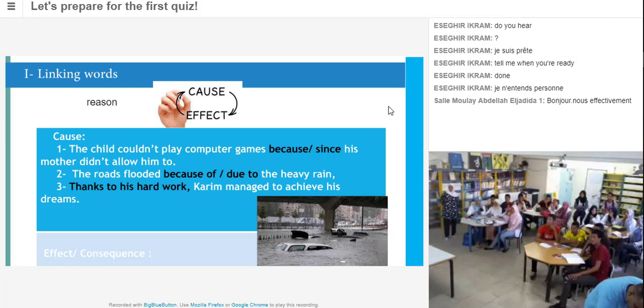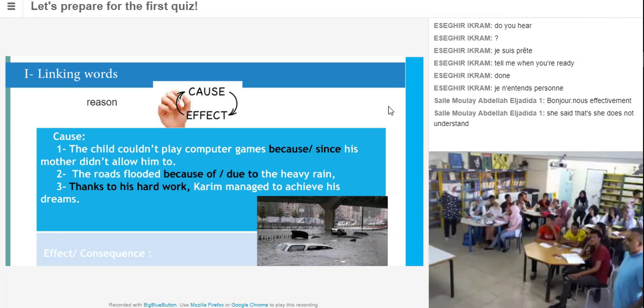I'm sorry, I couldn't hear. I know someone is speaking, but I can't hear exactly what you say. Could you please try again? Yes, she said she doesn't understand. Which item don't you understand? Which linking word? All the expressions of cause or a particular one?